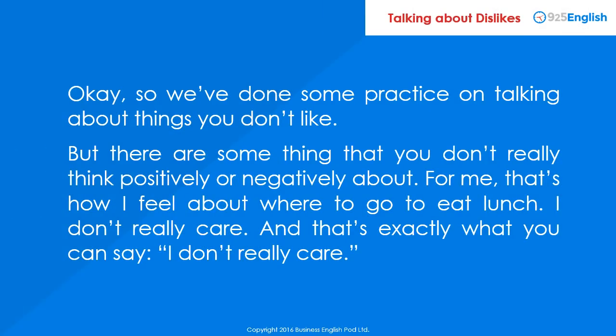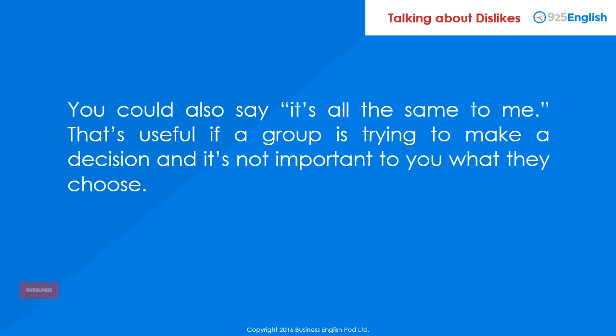Okay, so we've done some practice on talking about things you don't like. But there are some things that you don't really think positively or negatively about. For me, that's how I feel about where to go eat lunch. I don't really care. And that's exactly what you can say. I don't really care. You could also say, it's all the same to me. That's useful if a group is trying to make a decision and it's not important to you what they choose.